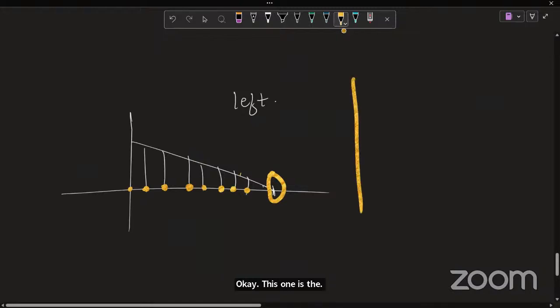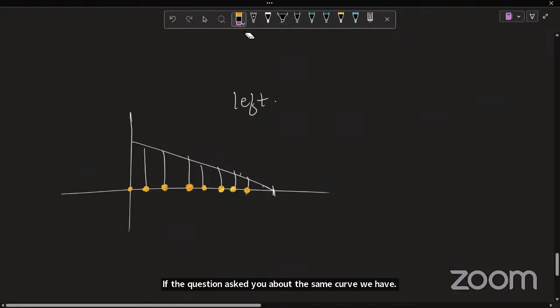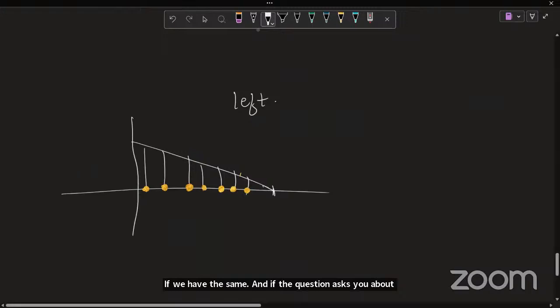If we have the same curve and the question asks you about the right endpoint, you have to exclude this point only. You have to exclude this point and you have to choose all the other points.